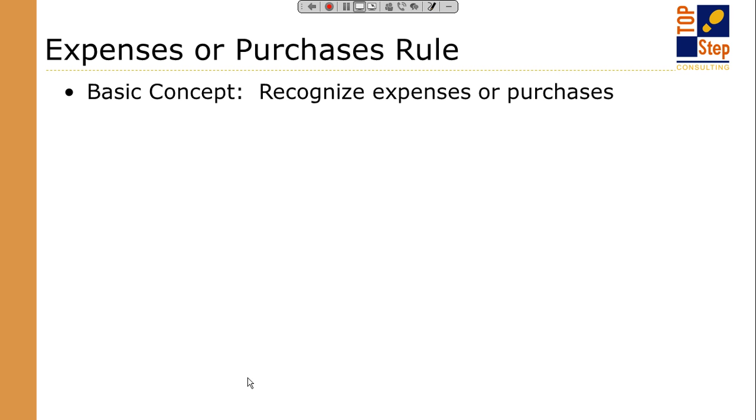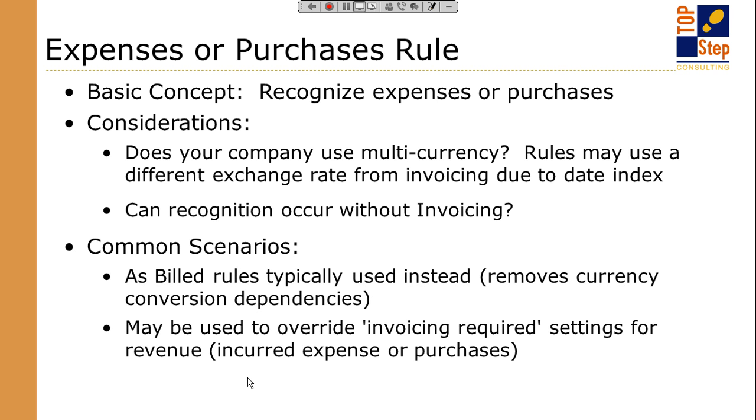Now there's a couple other rules, expenses and purchases rules, which I get questions on a lot as to, well, why would I use this rule versus the as-billed rule? And those are actually really good questions because if you have done expense billing or purchases billing with purchase items, then you can use as-billed to recognize those expenses and purchases as revenue. However, the thing to know about these rules is that if your company uses multi-currency, the expenses and purchases rule may use a different date to index into the exchange table than your invoicing.